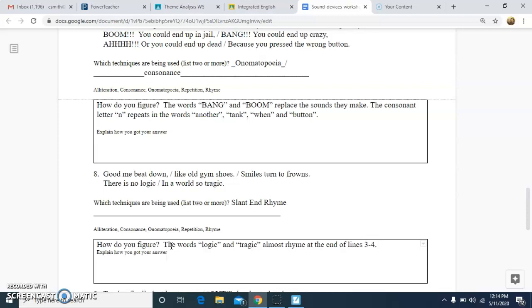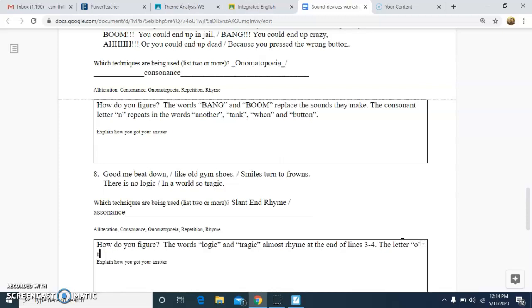Okay. All right. I also see in this one assonance. That's something that jumped out to me. And again, I want to explain what letters and where. So the letter for me, one that jumps out is the letter O. Repeats in the words down, shoes, and frowns. And again, you might have more listed, but those are 3 for sure.